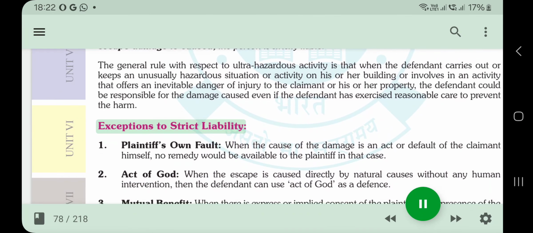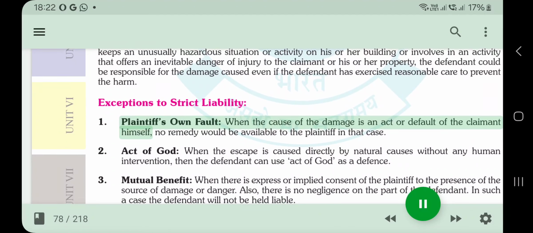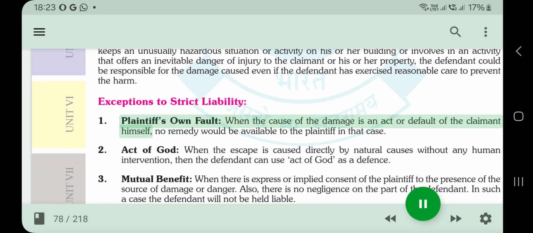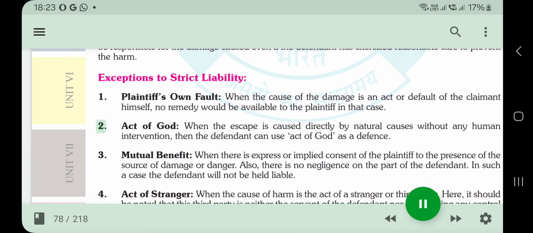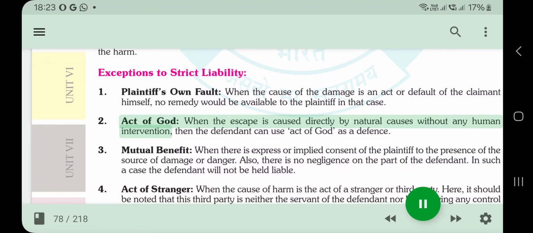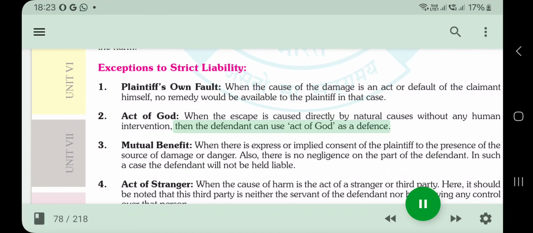Exceptions to strict liability. 1. Plaintiff's own fault. When the cause of the damage is an act or default of the claimant himself, no remedy would be available to the plaintiff in that case. 2. Act of God. When the escape is caused directly by natural causes without any human intervention, then the defendant can use act of God as a defense.